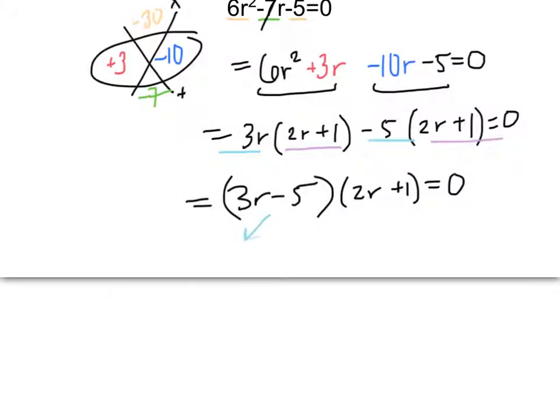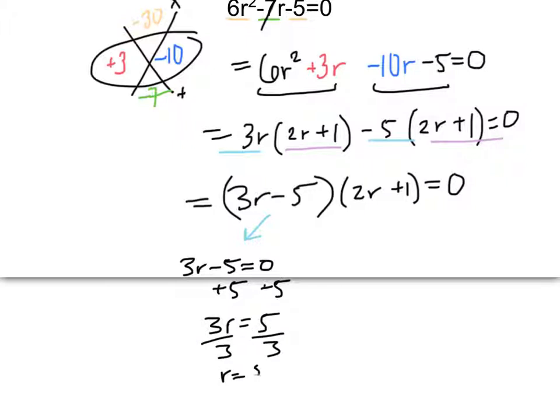Split these up. 3r minus 5 equals 0. Oops, sorry. Add 5 to both sides because you want to get r by itself. 3r equals 5, divided by 3. R equals 5 over 3. So that's one of our answers.